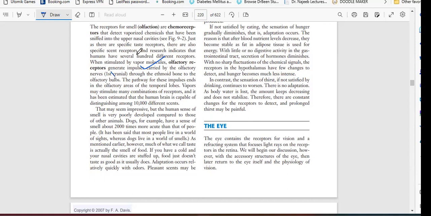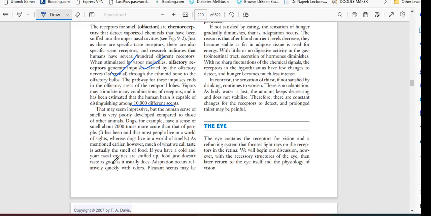So basically, this is the first cranial nerve, olfactory. Whatever smell we are taking goes through the ethmoid bone to the olfactory bulb, the pathway for this impulse, and to the olfactory area of the temporal lobes. Vapors may stimulate many combinations of receptors, and it has been estimated the human brain is capable of distinguishing among 10,000 different scents. That may seem impressive, but the human sense of smell is very poorly developed compared to those of other animals. Dogs, for example, have a sense of smell about 2,000 times more acute than that of people.